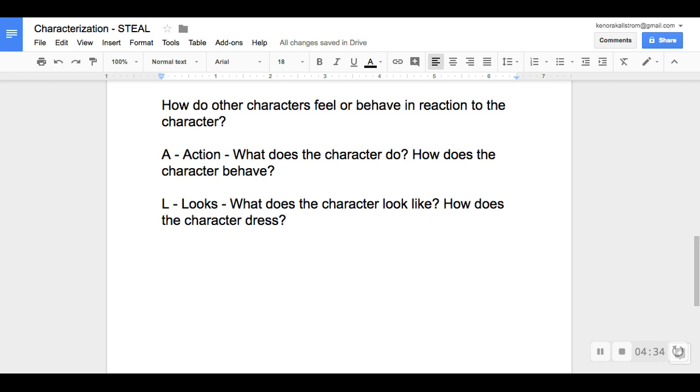So this is our STEAL acronym that should be used when we are discussing indirect characterization. Remember, that is when the author shows us how a character is or what a character is like. And for direct characterization, we can rely on the author just telling us how that character is and how they behave. So, both of these are very important to understand, and we will continue to do more work with our characterization in this unit.